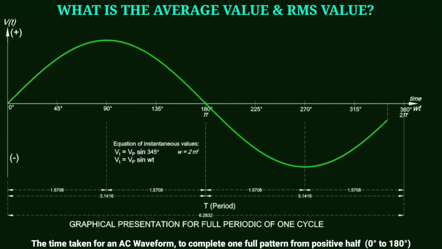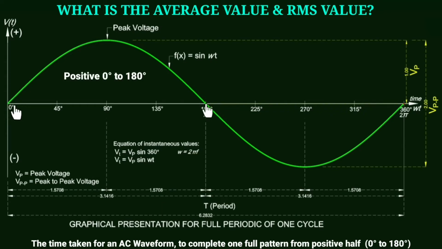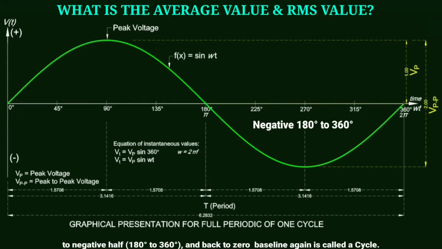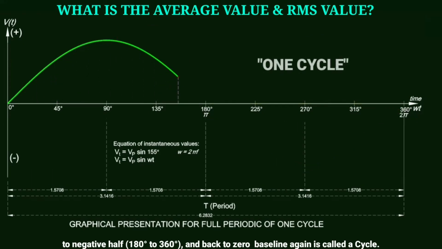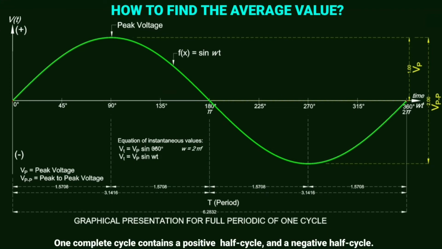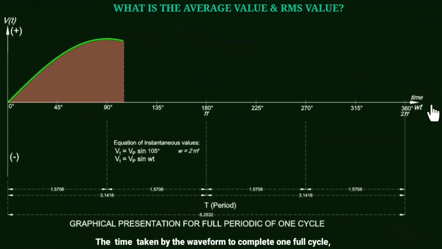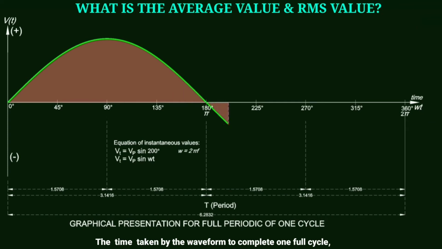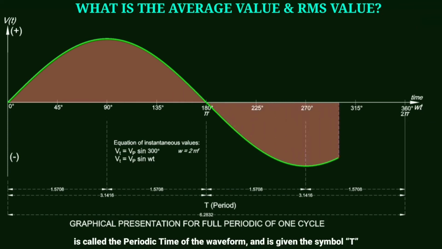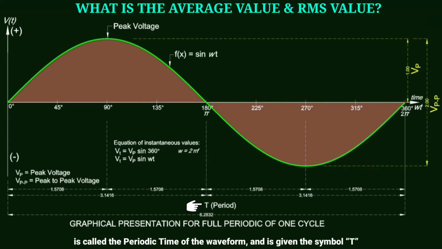The time taken for an AC waveform to complete one full pattern, from positive half, 0 degrees to 180 degrees, to negative half, 180 degrees to 360 degrees, and back to zero baseline again, is called a cycle. One complete cycle contains a positive half cycle and a negative half cycle. The time taken by the waveform to complete one full cycle is called the periodic time of the waveform, and is given the symbol T.